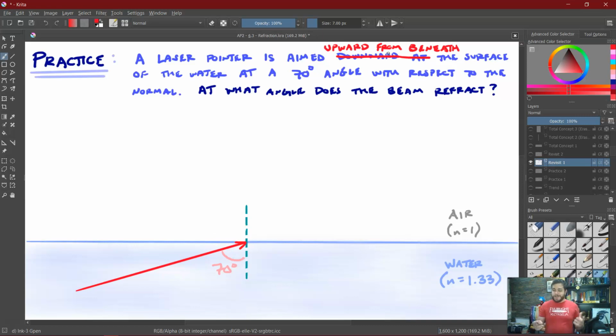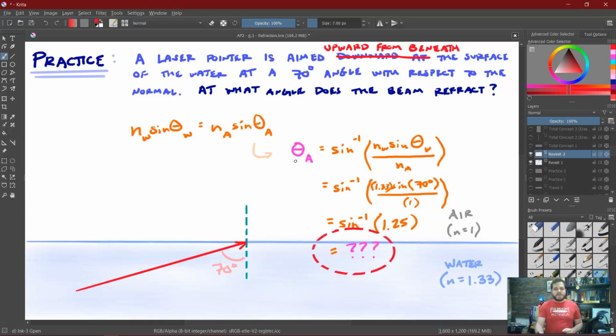All right, you might have gotten a little frustrated there, because if you start sticking numbers in and we solve for theta of the air, we get 1.33 times sine of 70 degrees over 1, that comes out to be 1.25, and you try to take the inverse sine of 1.25 and your calculator won't do it. Well, why won't it do it? We can't take an inverse sine of any value greater than 1, so we're getting an apparently impossible value here. So what is going on? Why can't we figure out this angle of refraction?